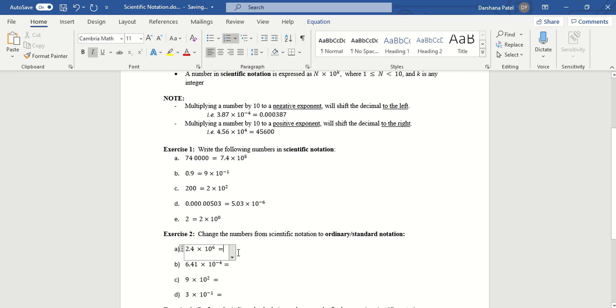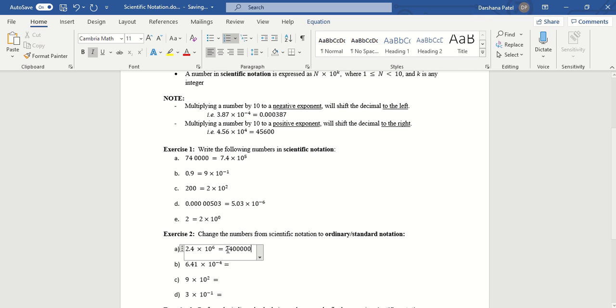Putting it into standard notation, also known as ordinary notation or decimal notation, we move our decimal places. If the exponent is positive, move it to the right. Negative exponent, move to the left. So it's backwards. In other words, if I have a positive exponent, I'll get a large number. If I have a negative exponent, my number will be 0 point something. So for this one now, moving it 6 decimal places, I'll have 24 followed by 5 zeros.